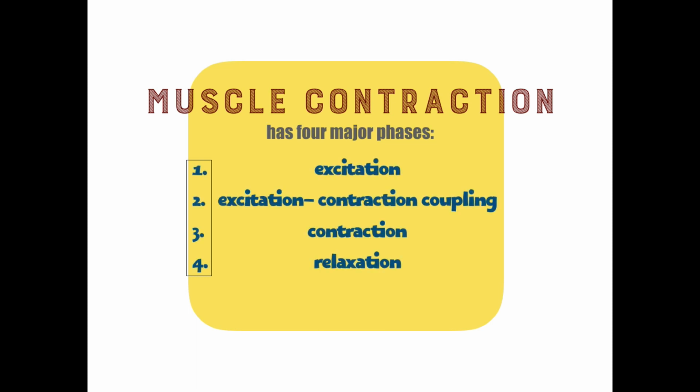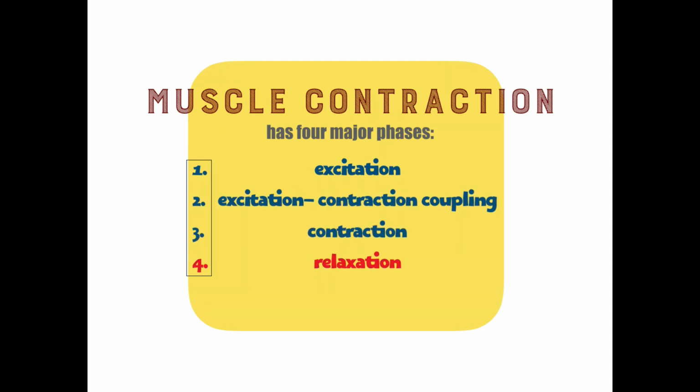And these are the four phases. You have excitation, contraction coupling, and then the actual contraction of the muscle, the shortening of the belly of the muscle. And then you have the relaxation phase, the elongation of the muscle. So let's go ahead and talk about that first phase. The first phase is essentially 5 steps, and that's excitation.